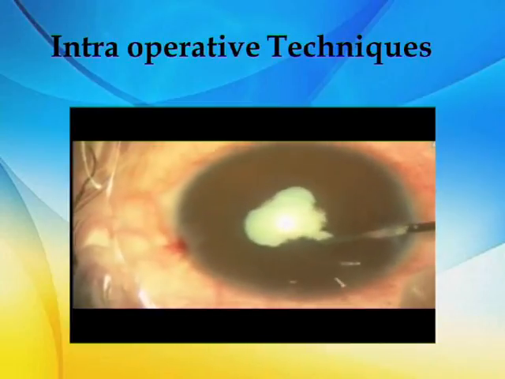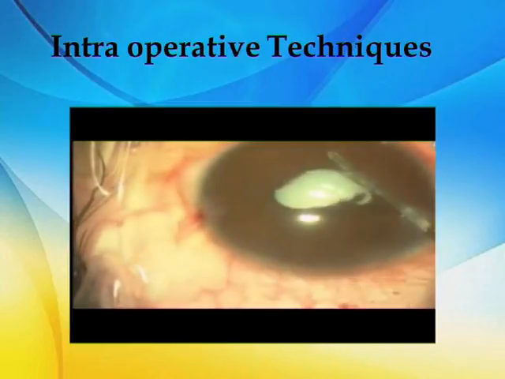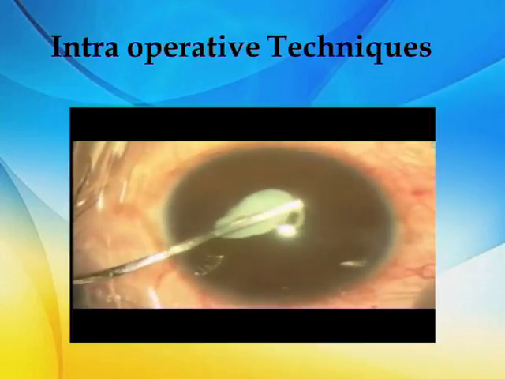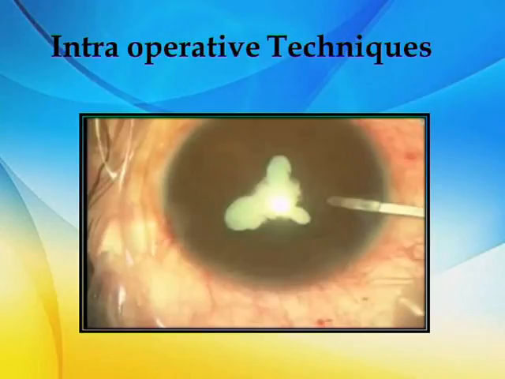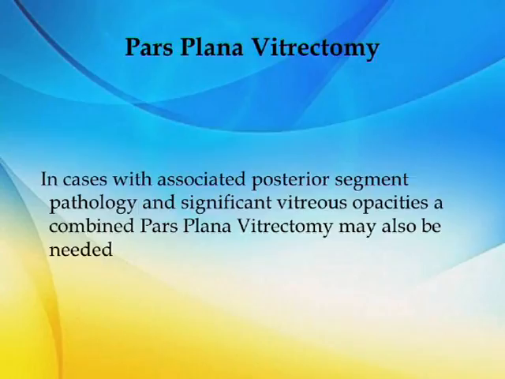This one is really mandatory, to release all the synechiae, not only at the pupillary margin. You have to go under the surface of the iris and try to release the synechiae properly before taking up for surgery. The decision on pars plana vitrectomy should be made by the surgeon, maybe at the time of surgery, or it can be pre-planned. In cases with associated posterior segment pathology and significant vitreous opacities, a combined pars plana vitrectomy may also be needed.